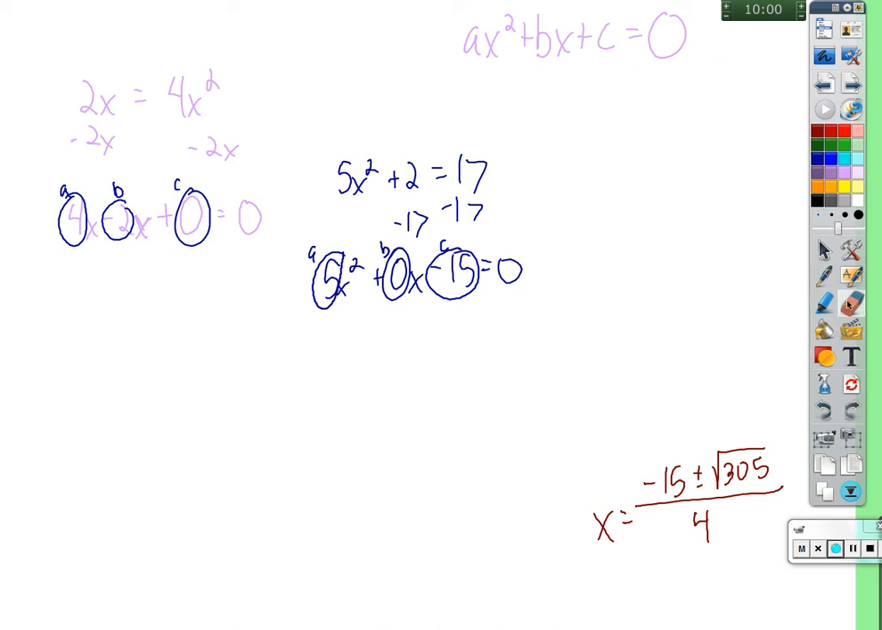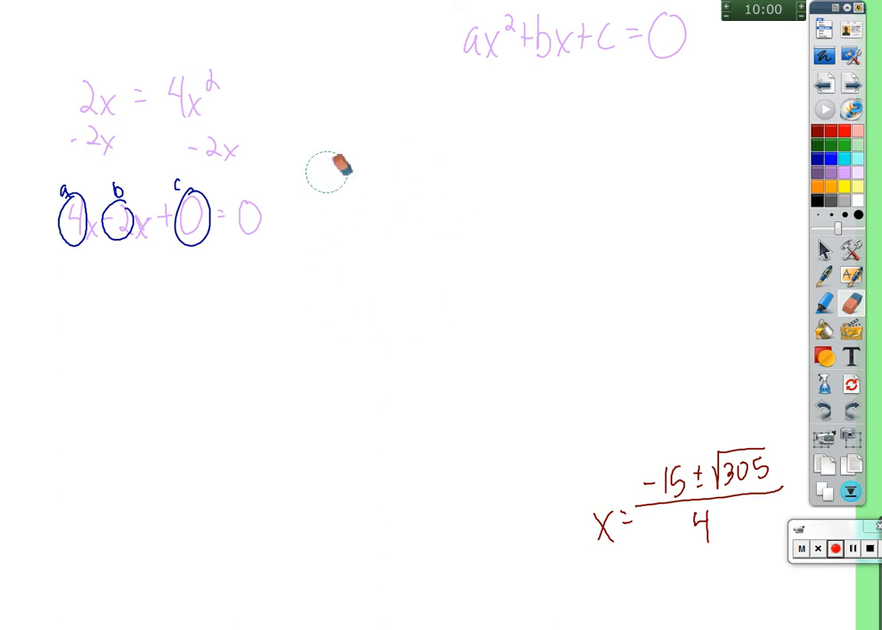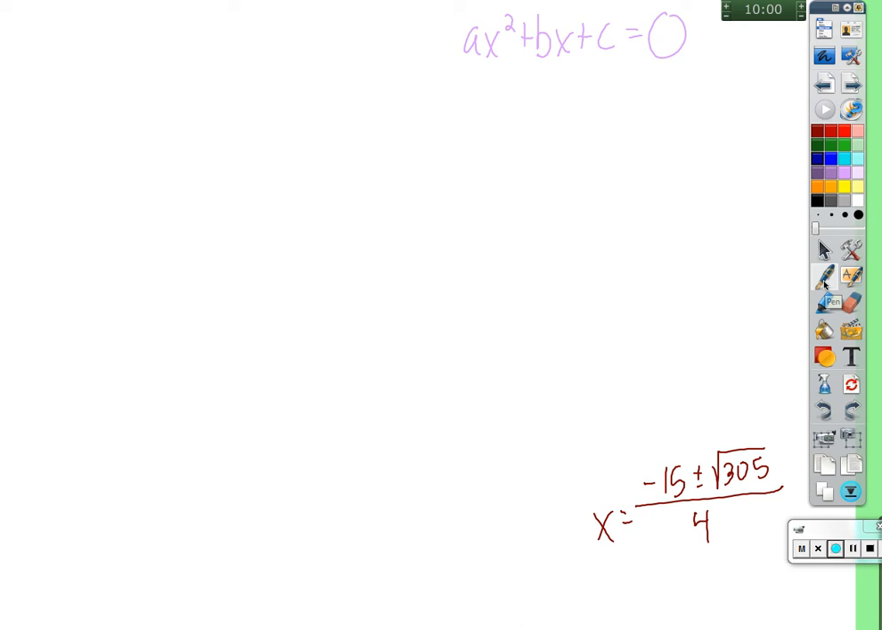If it's written like that, if we complete the square, leaving a, b, and c as letters, then we will come up with the quadratic formula. We'll get x by itself, and on the other side we'll have negative b plus or minus the square root of b squared minus 4ac, over 2a.